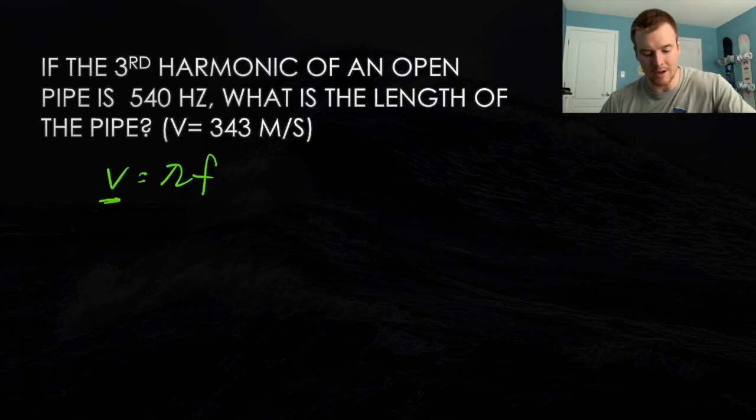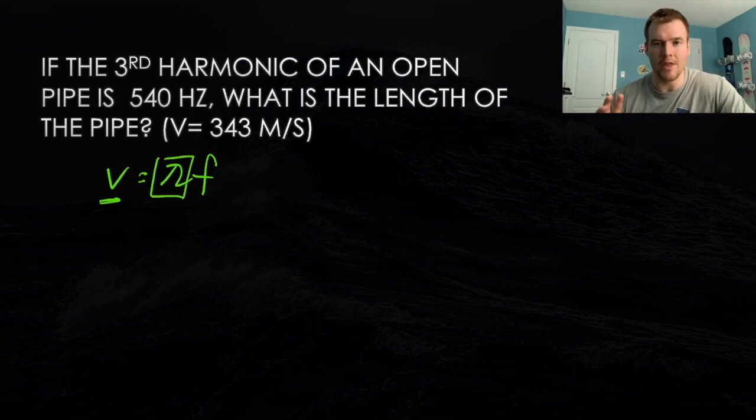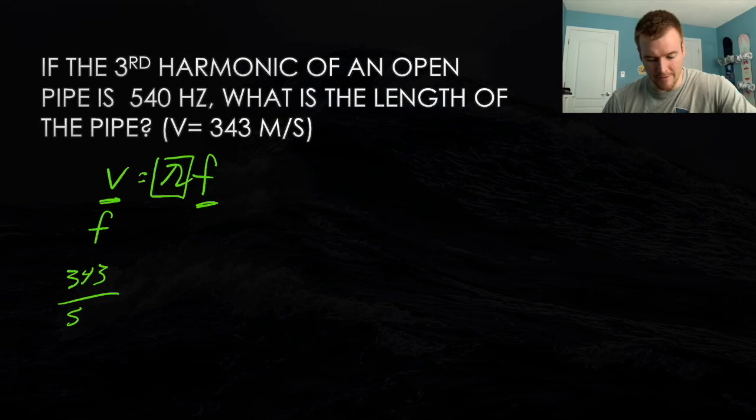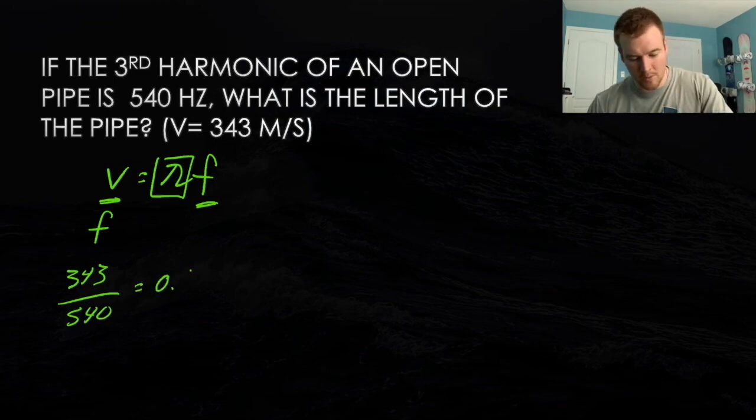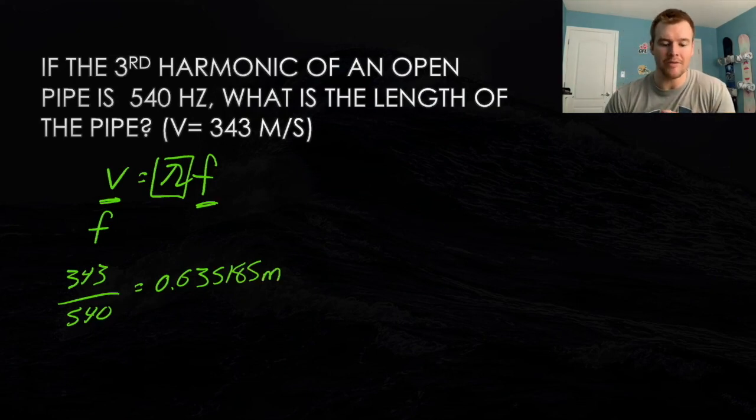Well, the velocity is already set, 343. Frequency doesn't have to do with length, but wavelength has to do with length. So I need to figure out that first to figure out the length of the pipe. And in this situation, it's given me the frequency and the velocity. So I just take V divided by F, 343 divided by 540, and I get 0.635185. Okay, and that's in meters for our wavelength. We haven't got to the length of the pipe yet, but that's what's going to give us the information we need for length of the pipe.